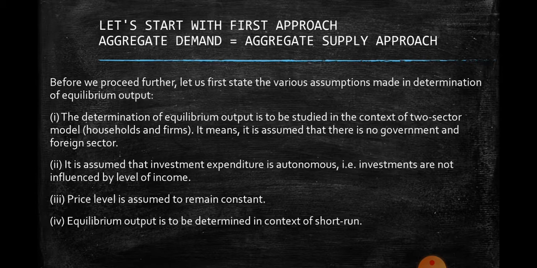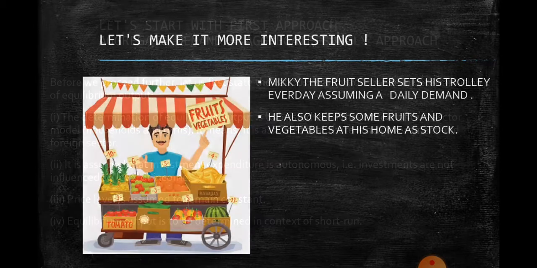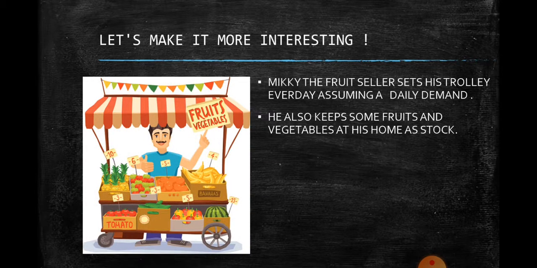Now, there are few assumptions which are made before explaining the approach, and these assumptions are that we are talking only about the two-sector economy, investment expenditure is autonomous, price level is constant, and equilibrium output is determined only in the short run. Now, before starting the approach, let's take an example.